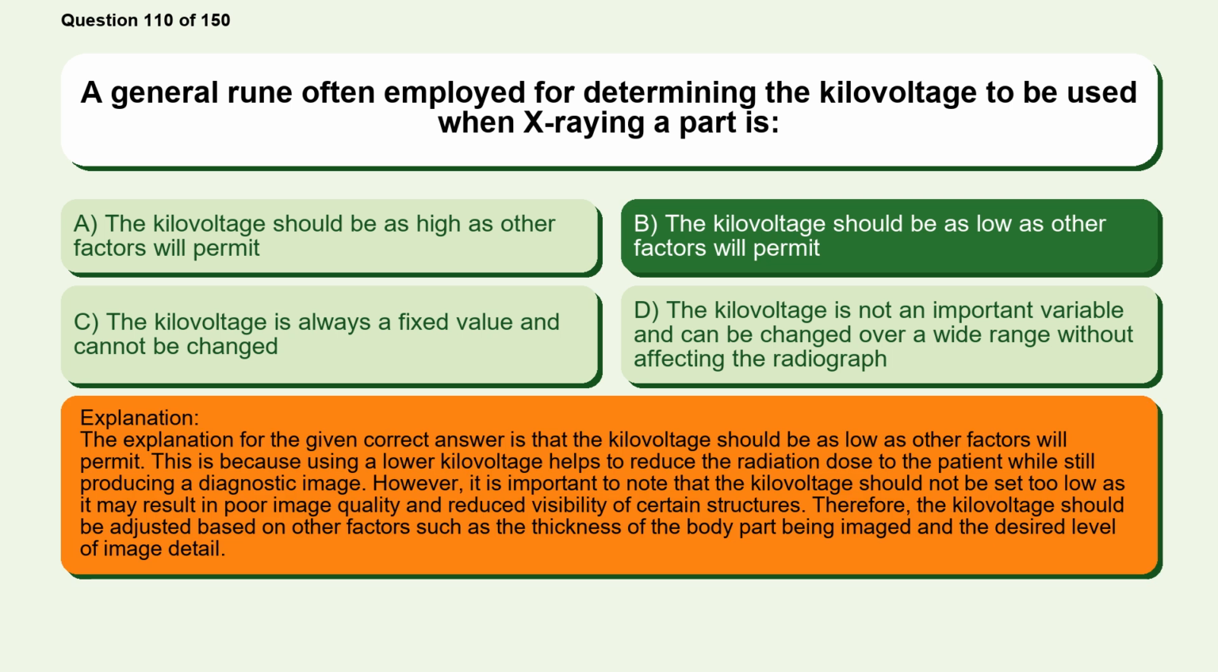The explanation for the given correct answer is that the kilovoltage should be as low as other factors will permit. This is because using a lower kilovoltage helps to reduce the radiation dose to the patient while still producing a diagnostic image. However, it is important to note that the kilovoltage should not be set too low as it may result in poor image quality and reduced visibility of certain structures. Therefore, the kilovoltage should be adjusted based on other factors such as the thickness of the body part being imaged and the desired level of image detail.